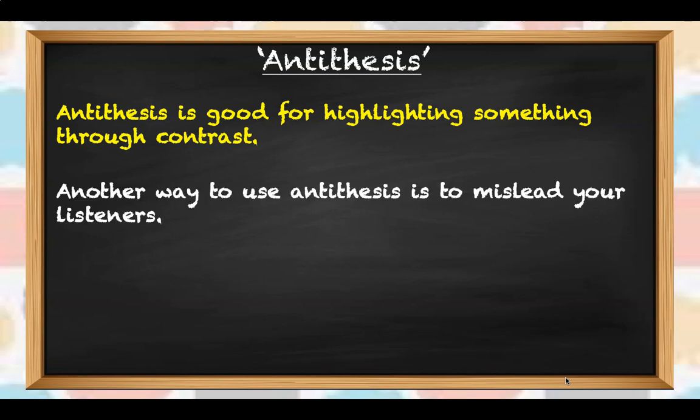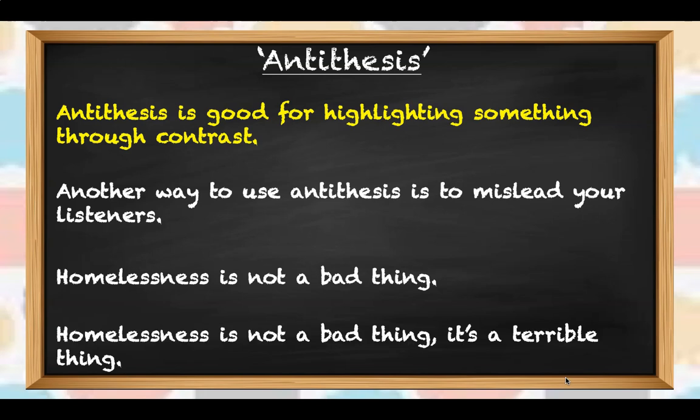Another way that you can use antithesis for very strong emphasis is to mislead your audience. For example, if we were to say, "Homelessness is not a bad thing," then that would sound odd or strange even. Most people would agree that homelessness is a bad thing, especially if you say it in a speech where you're arguing against homelessness. But if you were to say, "Homelessness is not a bad thing, it's a terrible thing," you're misleading your audience, and then the emphasis is on the second part of that sentence. It's not bad, it's terrible.